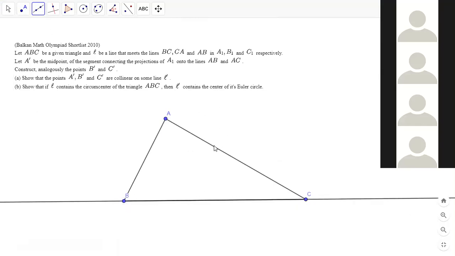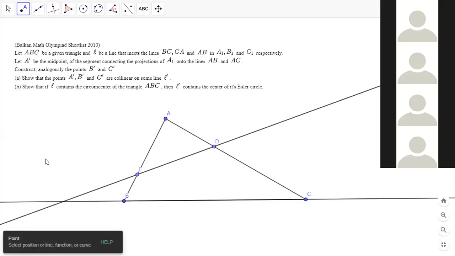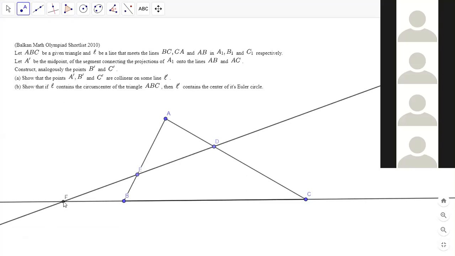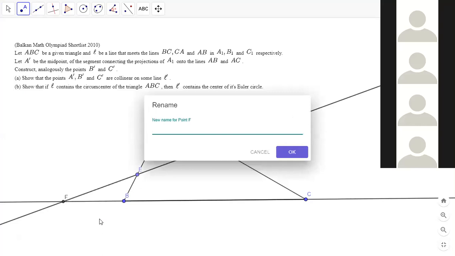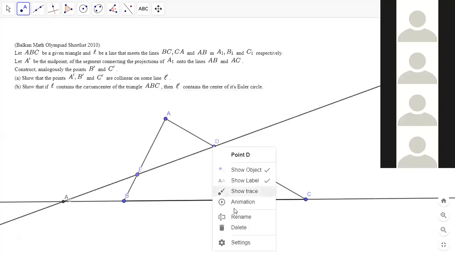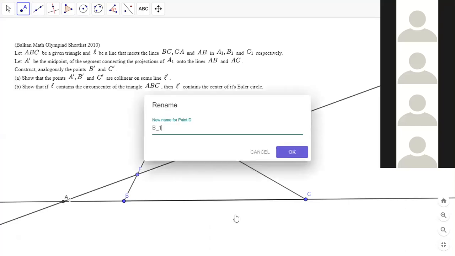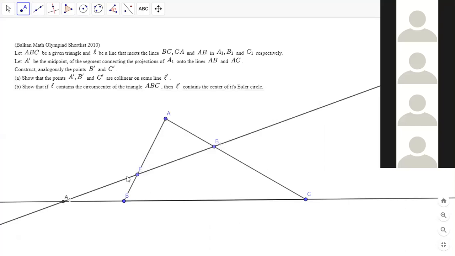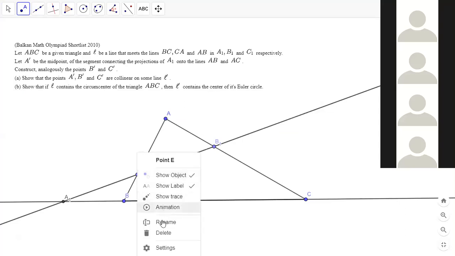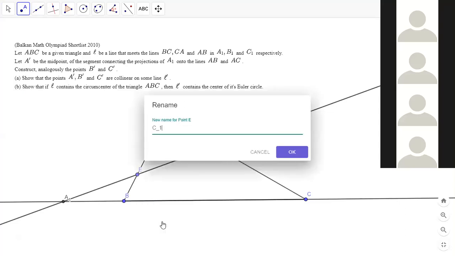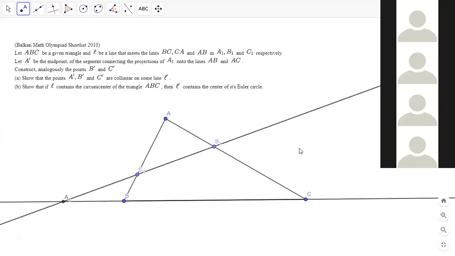So it meets it in A1, B1, and C1. And then this is B1 and C1. And then A prime is the midpoint of the segment connecting the projections of A1.